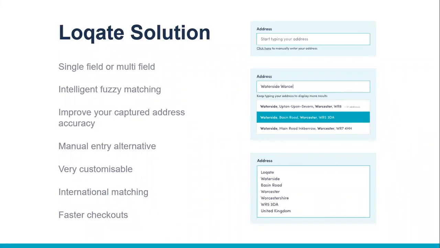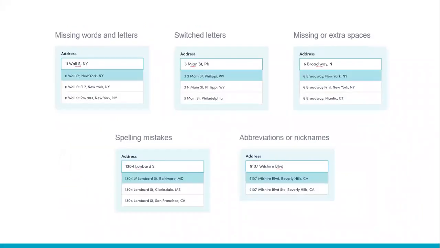So on the next slide, we've just got an overview of some examples as to how it helps capture really good data and helps people out. Missing words and letters, it's very easy to mistype your address sometimes, spelling mistakes, abbreviations. All of this can be taken care of with our product, which leaves you to just focus on the bigger picture, which is getting those pieces correct in your checkout in the right order.